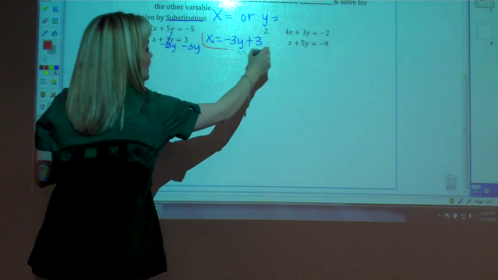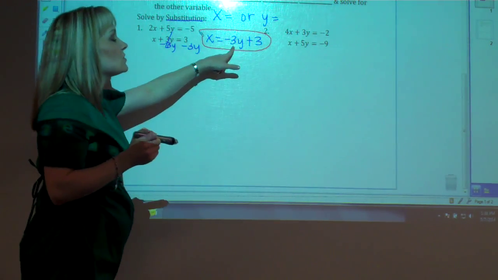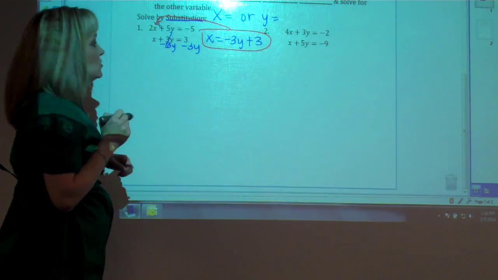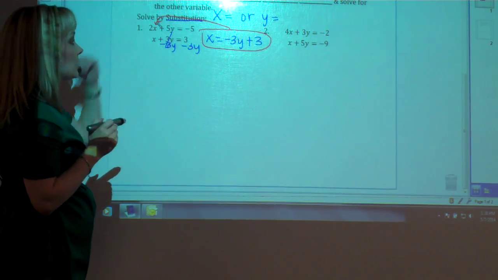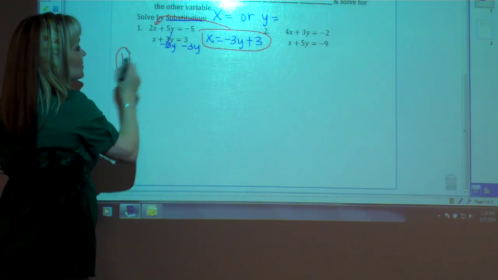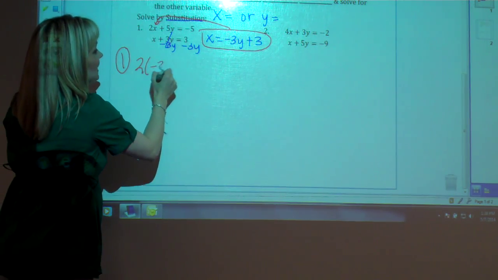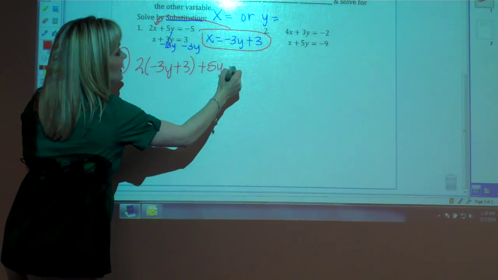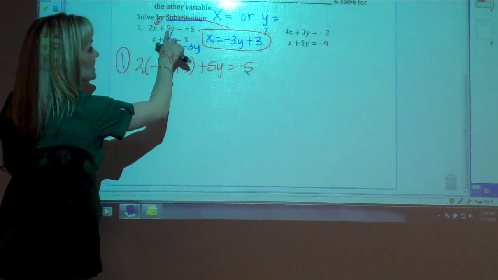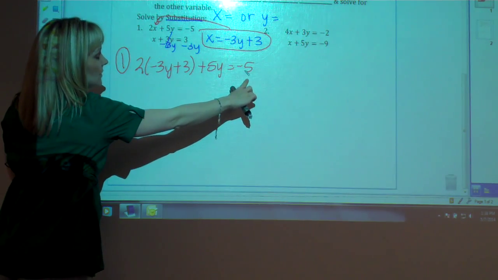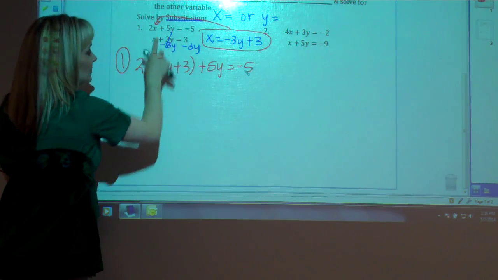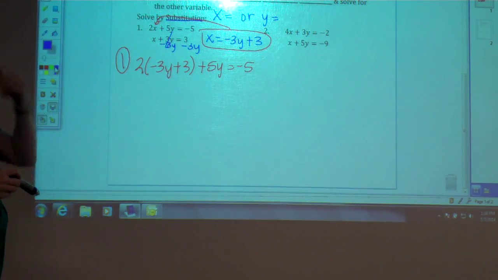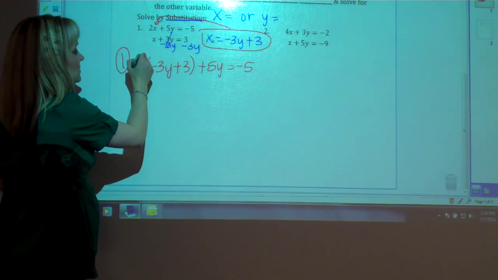What I'm going to do with this information is because I have x equals something, I'm going to plug it in for x in my first equation. Okay? So it's now going in the other equation. So now my first equation will read 2 times negative 3y plus 3 plus 5y is equal to negative 5. So notice I went ahead and finished out the rest of it. So I only put this in place of the x. Notice now I only have a y in my equation. So now I can solve for y.